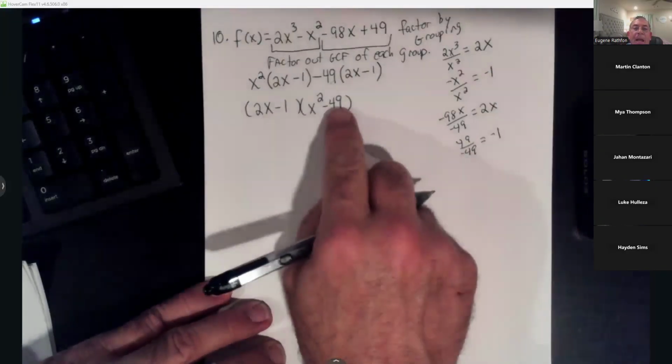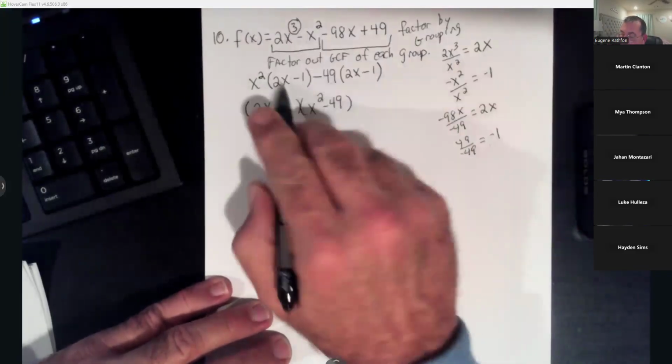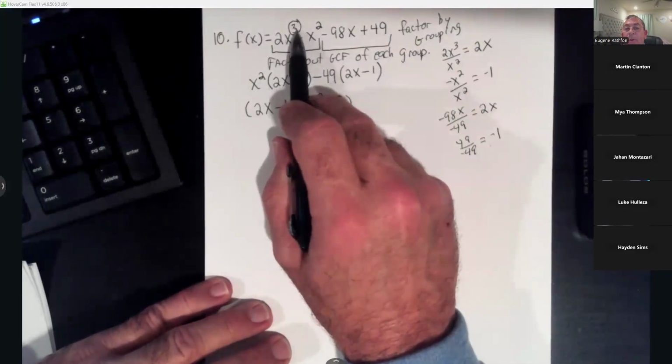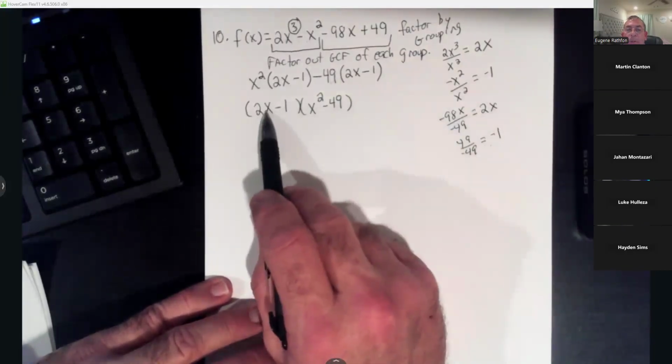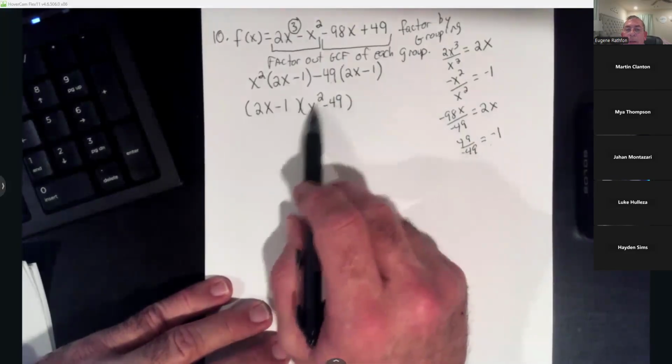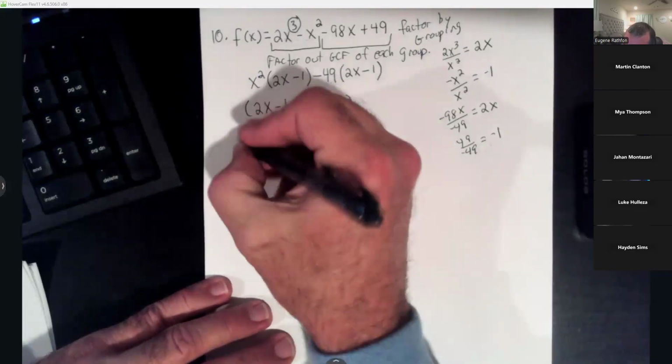All right, so we are now factored. And y'all remember, this has an exponent 3 as the highest exponent. So that's telling me I got to get 3 zeros. So this one will give me 1 zero, and then that x squared will give me the other 2 zeros.